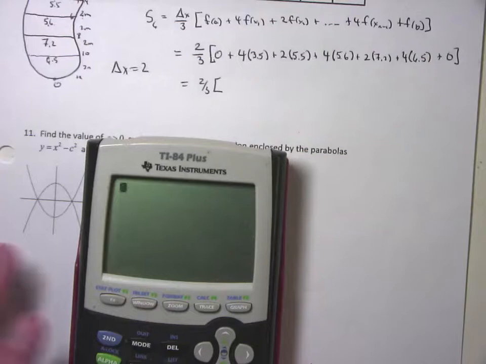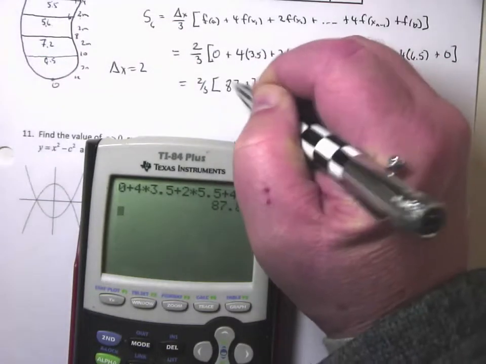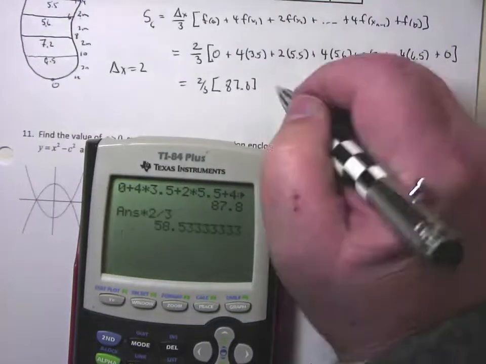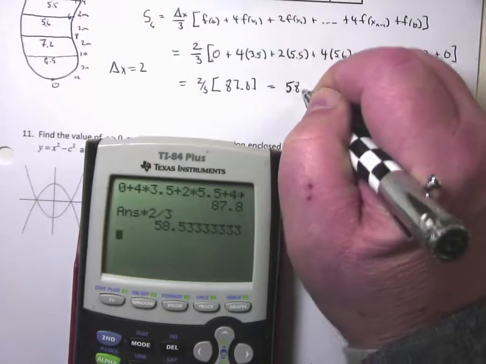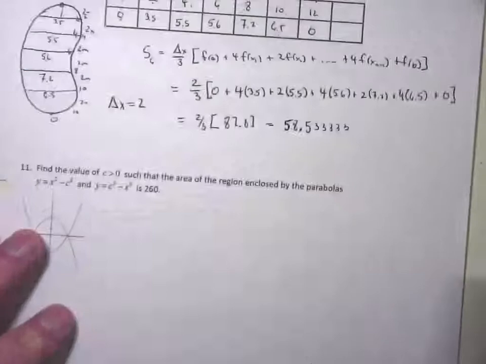0 plus 4 times 3.5 plus 2 times 5.5 plus 4 times 5.6 plus 2 times 7.2 plus 4 times 6.5 plus 0. And I get 87.8. And then your delta x was 2 divided by 3. So times 2 divided by 3 is, and I end up getting 58.533333.